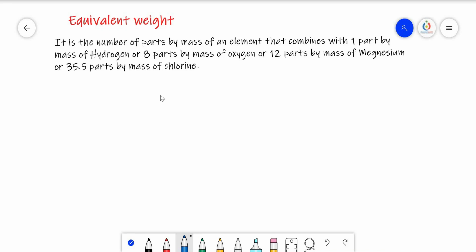Hello students, today we shall discuss the concept of equivalent weight. Let us see the definition of the equivalent weight first.